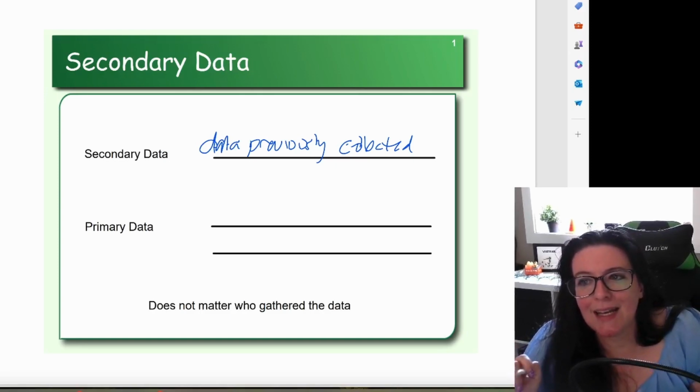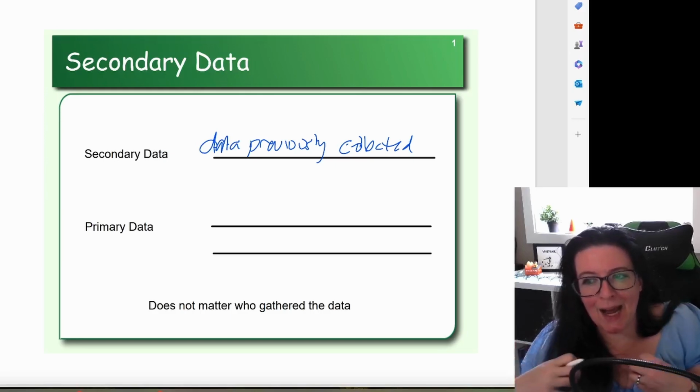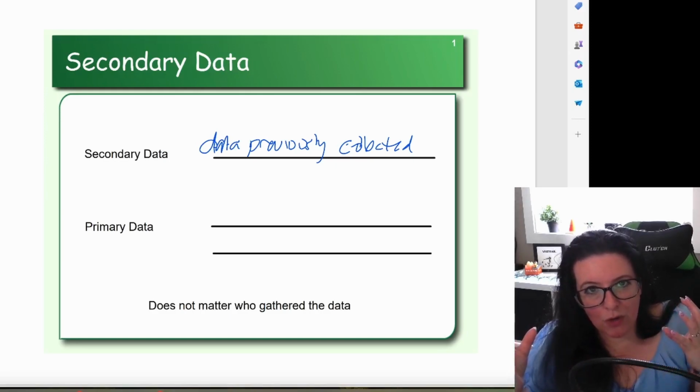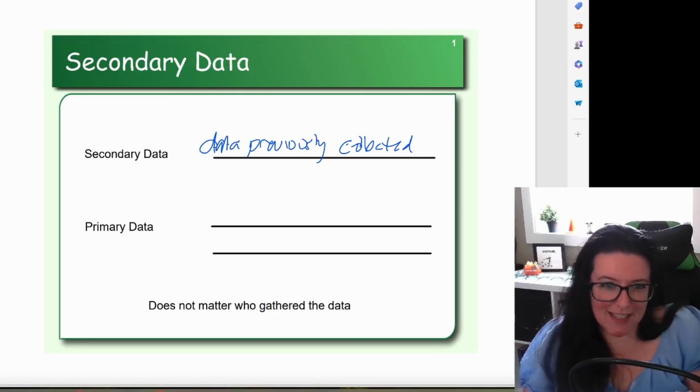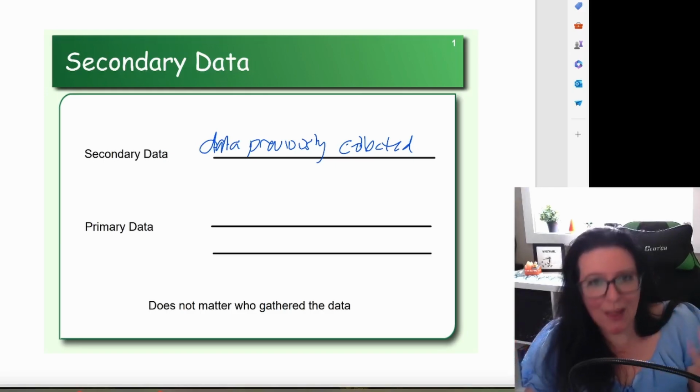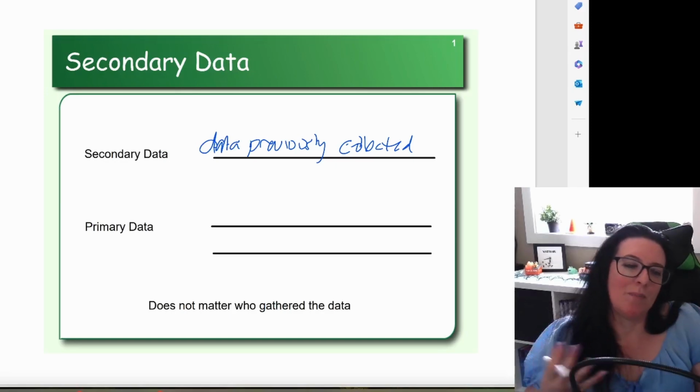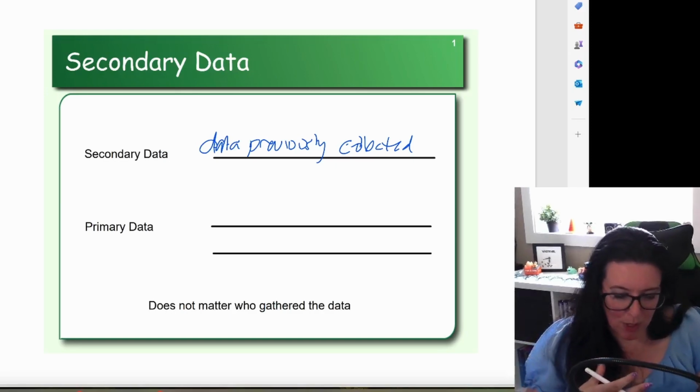So data previously collected, it doesn't matter what purpose it was previously collected for, but if it was previously collected and you're using it now in your research, then it is secondary data. Now, it could have been collected by you, your organization, or it could have been collected by a different organization. So you can go and get other data, information that people have collected for a different purpose, and then you analyze it, make recommendations for your purposes.